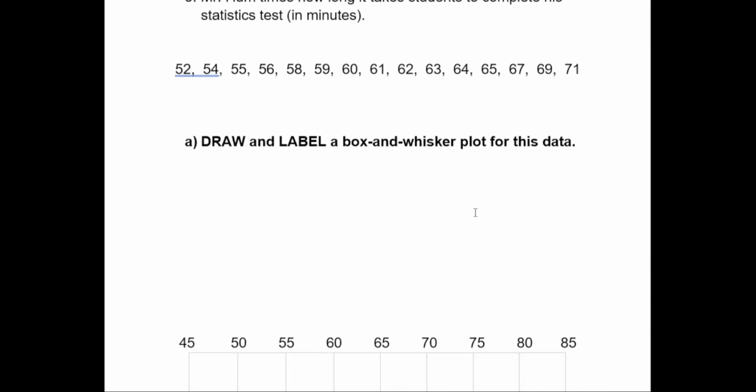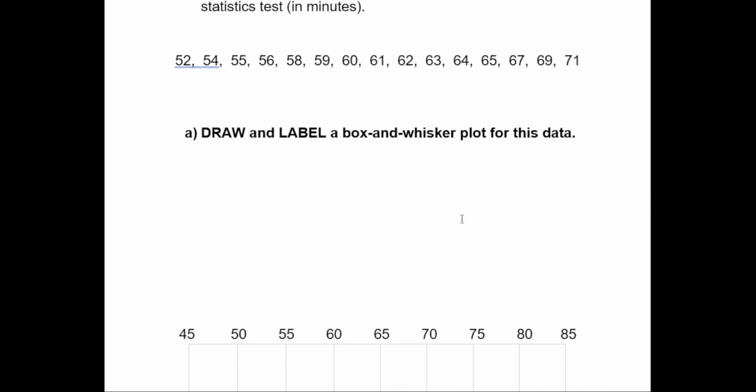And the last question. Mr. Hum times how long it takes students to complete his statistics test. We have a bunch of numbers here. We want to draw and label a box and whisker plot for this data. How many numbers do we have here? We've got 1, 2, 3, 4, 5, 6, 7, 8, 9, 10, 11, 12, 13, 14, 15. Okay, so n is equal to 15, which is odd. Let's keep that in mind for later.